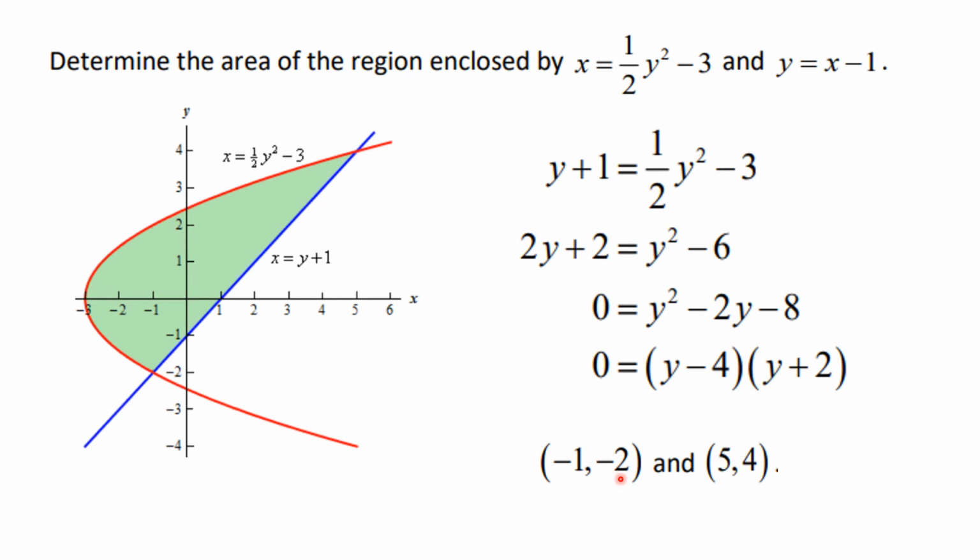I'm going to take the 4 and the -2 and substitute into either one of these equations, and I'll find out that the points of intersection are -1, -2, and the other point of intersection is 5, 4. Those are important. And remember, we were going to now be integrating dy. So the blue function is on top and the red function is underneath.